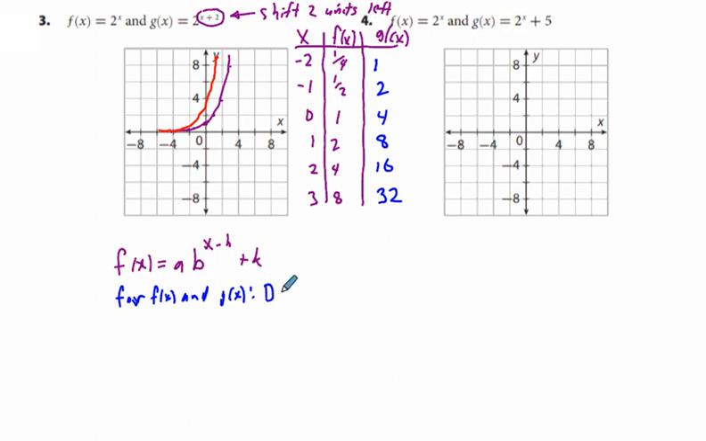The domain is all real numbers. Range. Again, we have our horizontal asymptote of y equals 0. So greater than 0 to less than infinity. That's for domain and range, each of these functions.